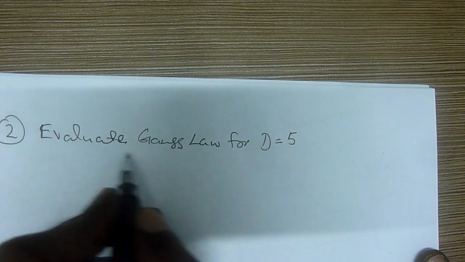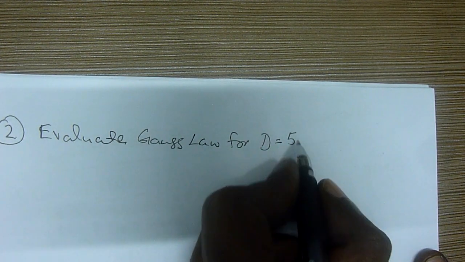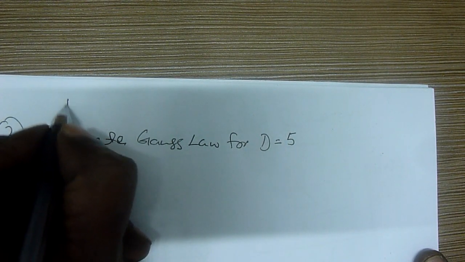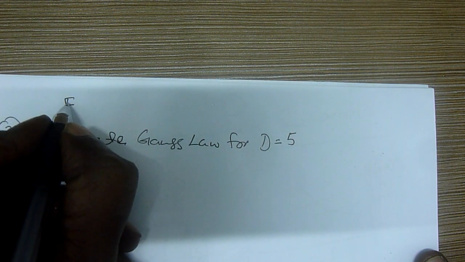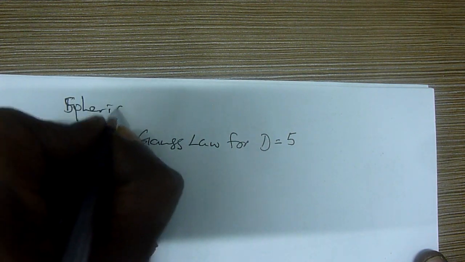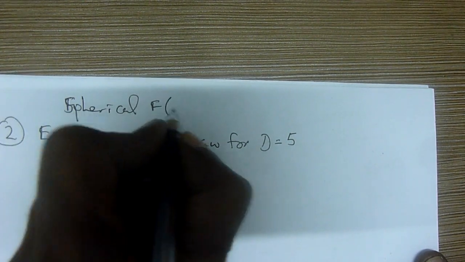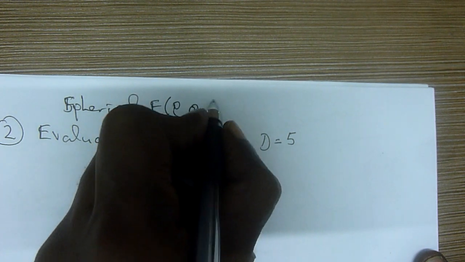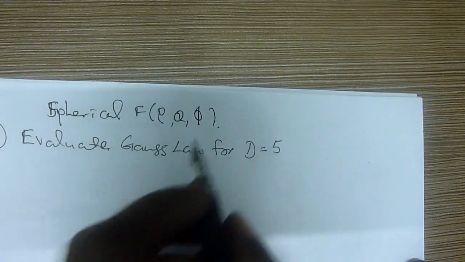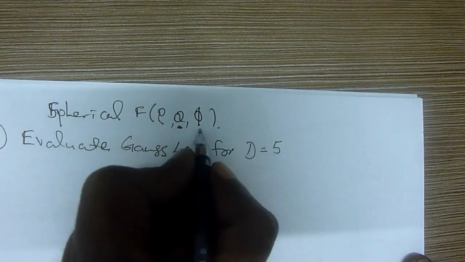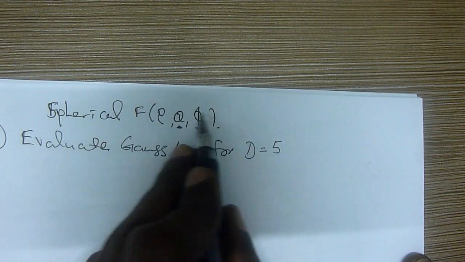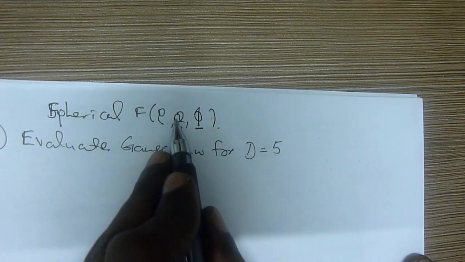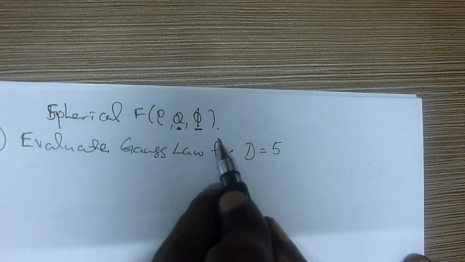The question here: evaluate Gauss law for, the original question puts it as R. We learned this for the spherical coordinates. We learned F as rho, theta, phi, right? This is what we learned. Some books, these two have very different meanings, but some books will change these two to different positions. They will call the phi here, the theta into this. I will explain to you in detail.